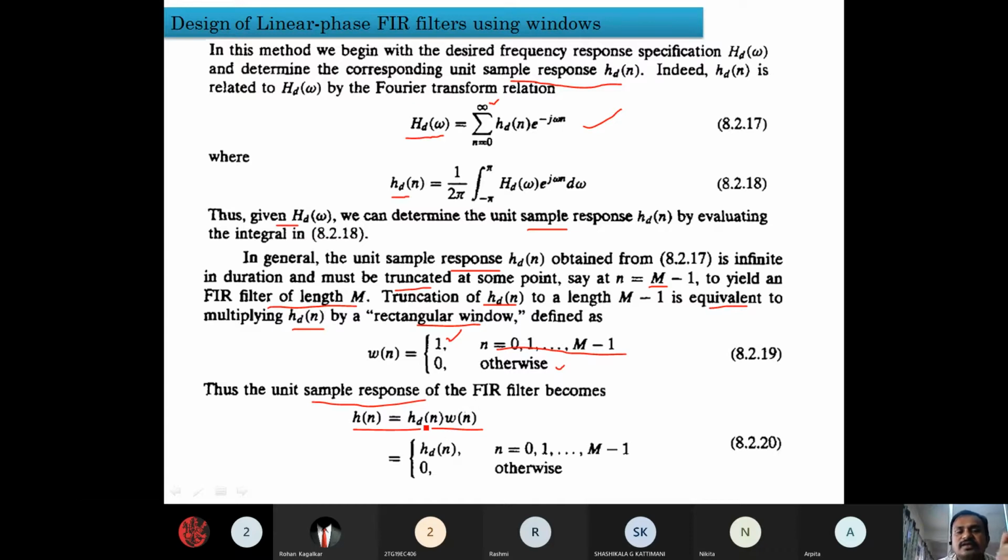Therefore, the unit sample response of an FIR filter has the equation h of n, which is the desired sample response multiplied by another signal, w of n. We know the behavior of this w of n: it lies within the length m, and outside that length it will be 0. So we can write h of n as hd of n for n ranging from 0 to m minus 1, and the impulse response of the system is 0 otherwise.